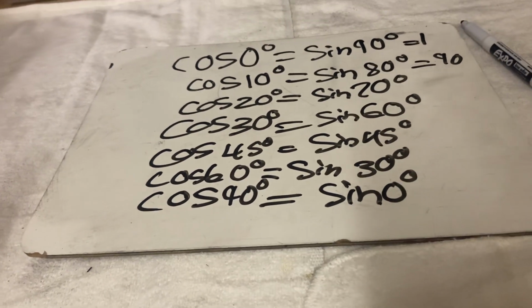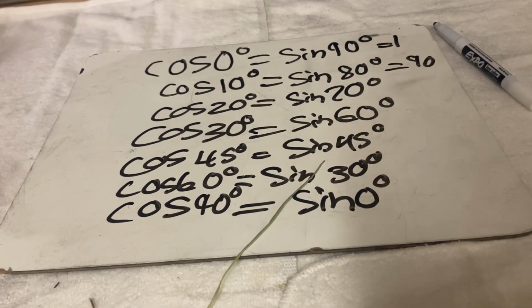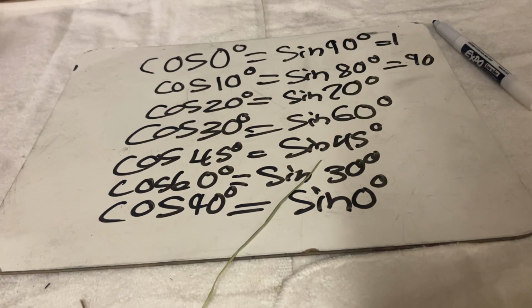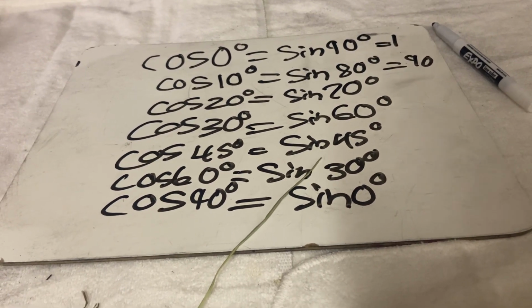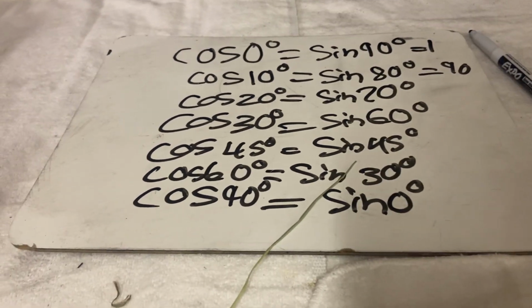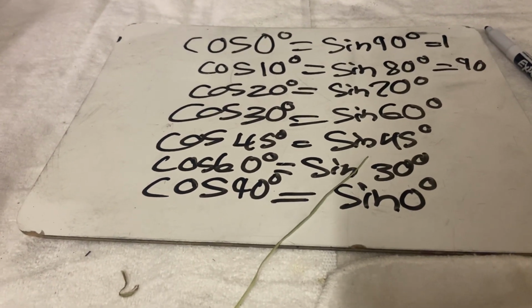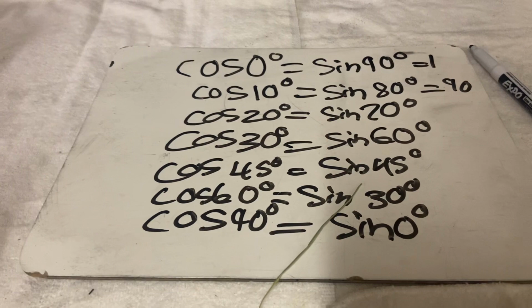So whenever the two angles add up to 90, if the two functions are co-functions, of course, they will have the same value. That's what I'm trying to say right here.